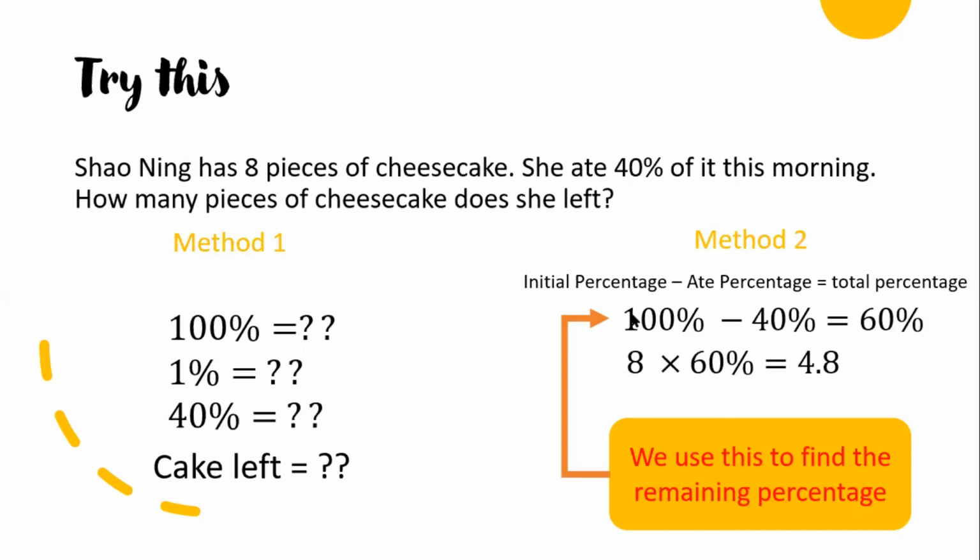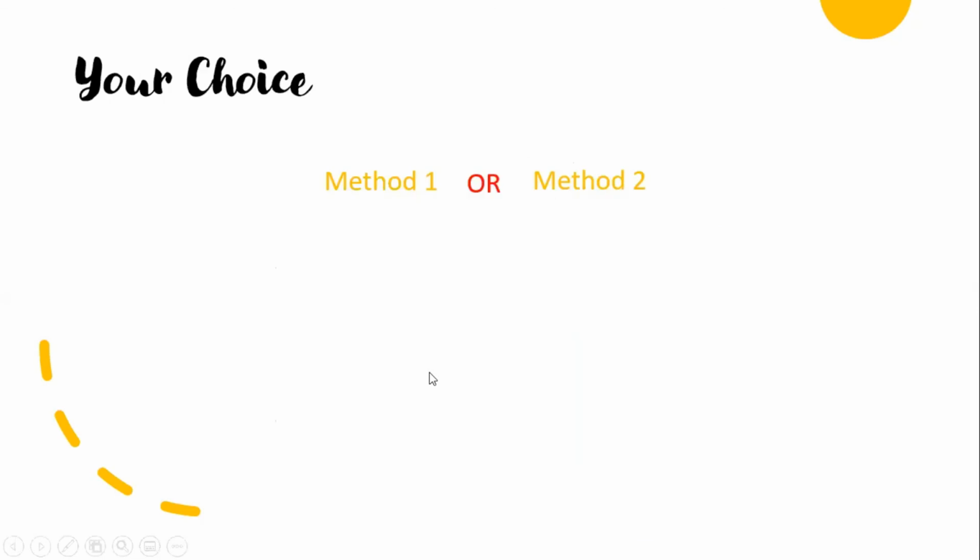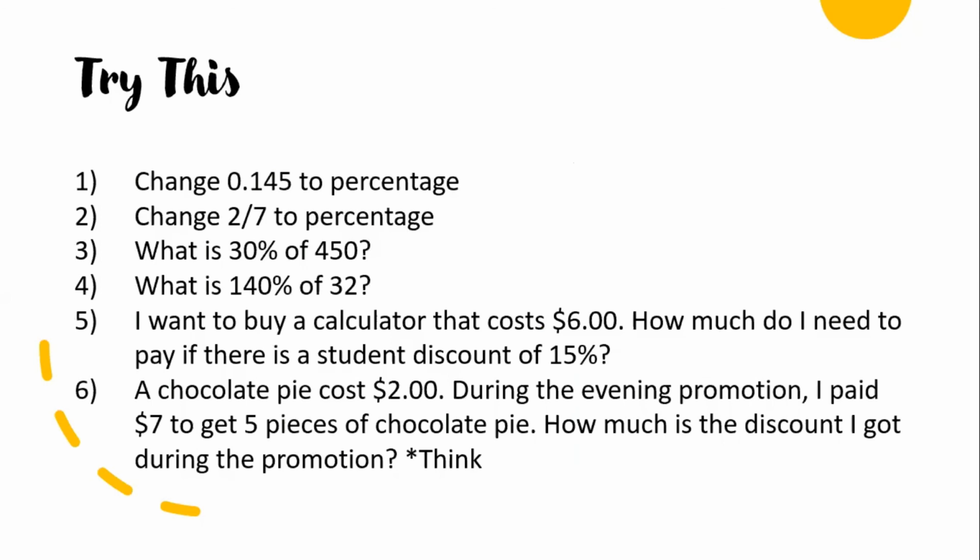Okay, this is also method 1 and method 2, and you see which one you prefer to use. It's nothing wrong, you'll get the same answer. But I will ask you all to try method 2, because method 2 is faster than method 1. Okay, next. So method 1 or method 2, your choice. Now try this.